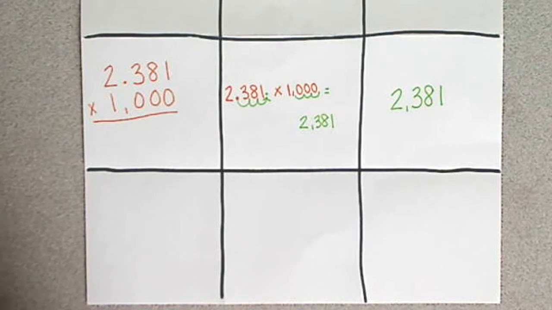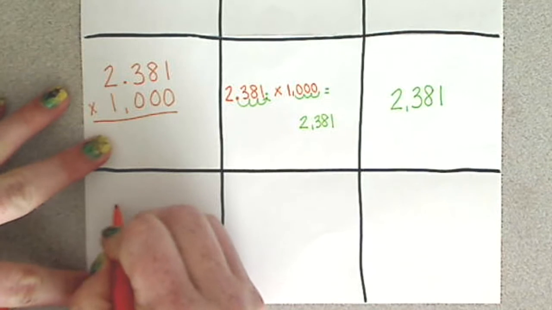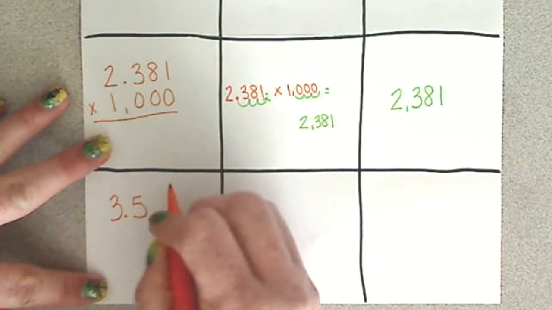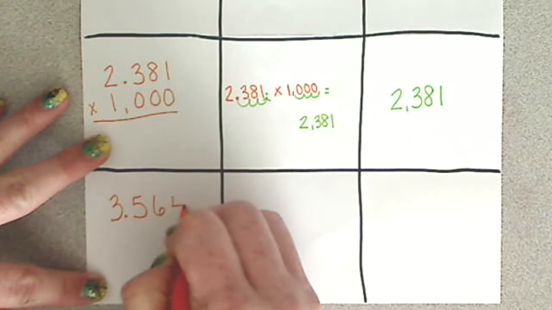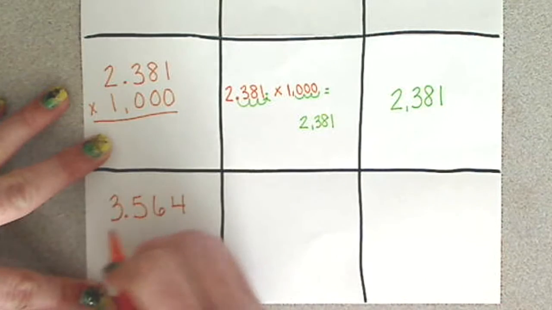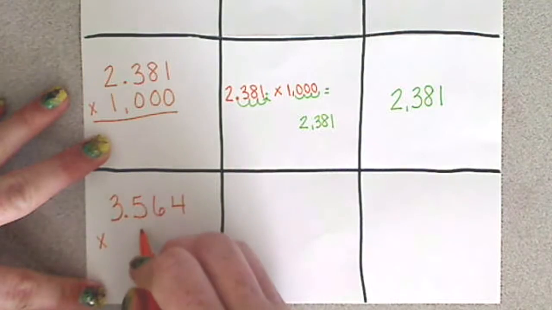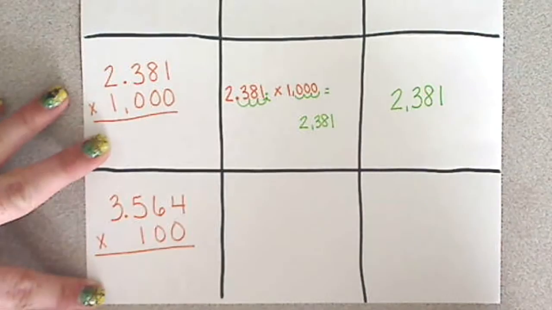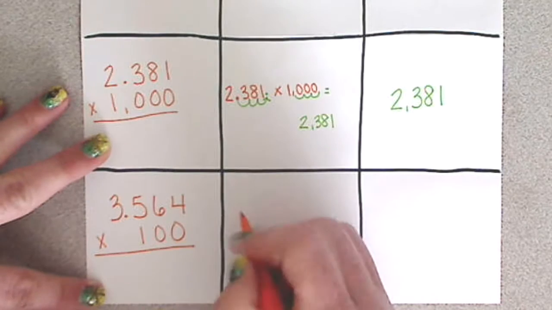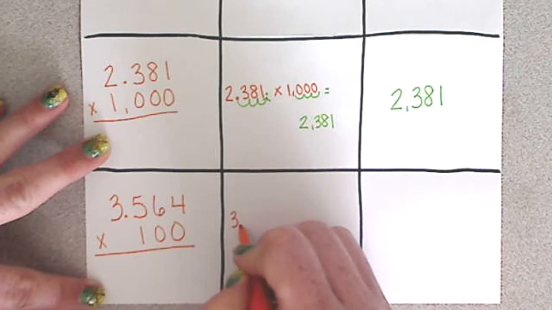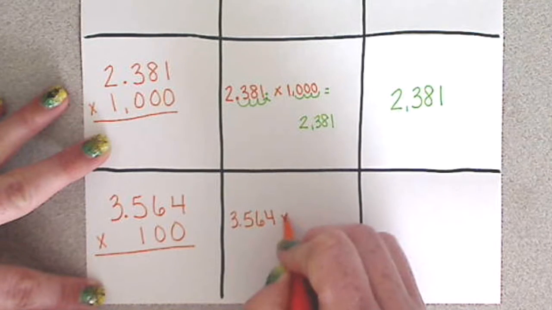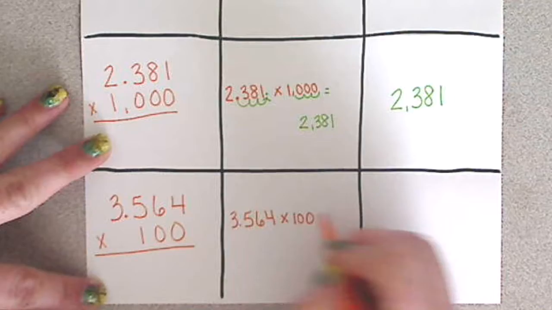Let's look at our last example. We are going to multiply 3 and 564 thousandths times 100. Once again, I'm going to write it horizontally. 3 and 564 thousandths times 100.